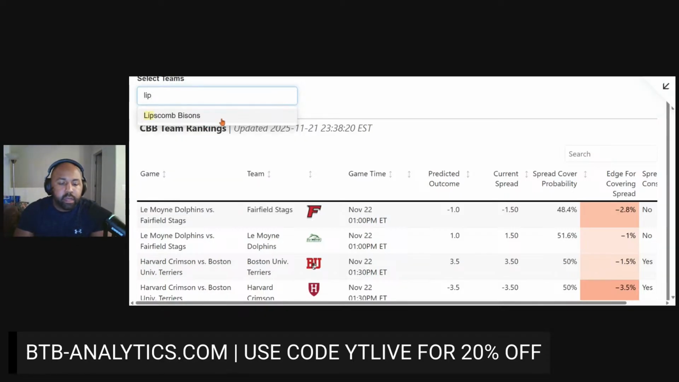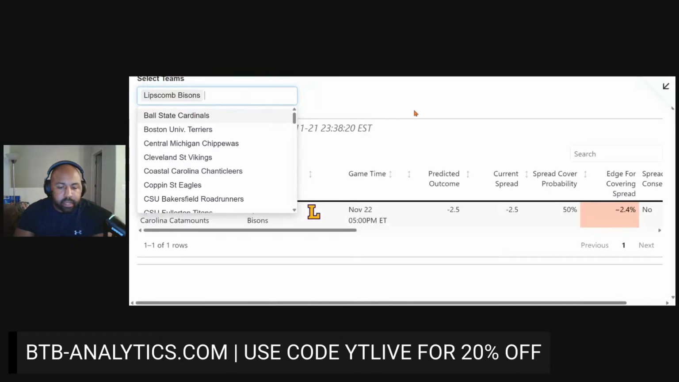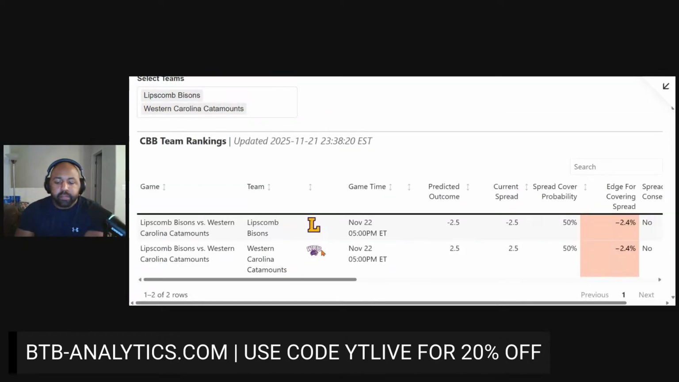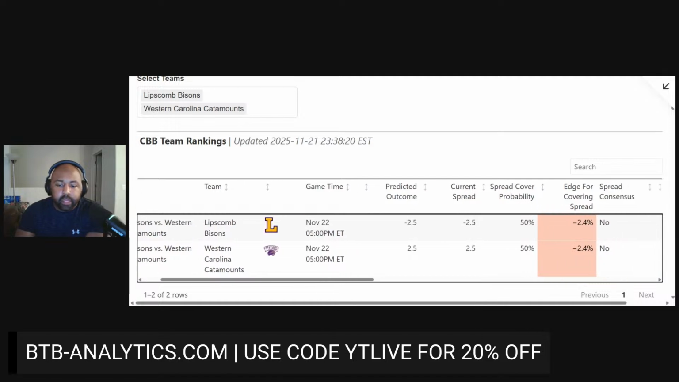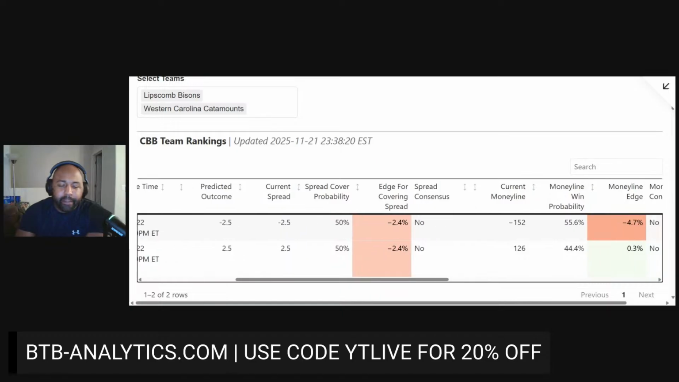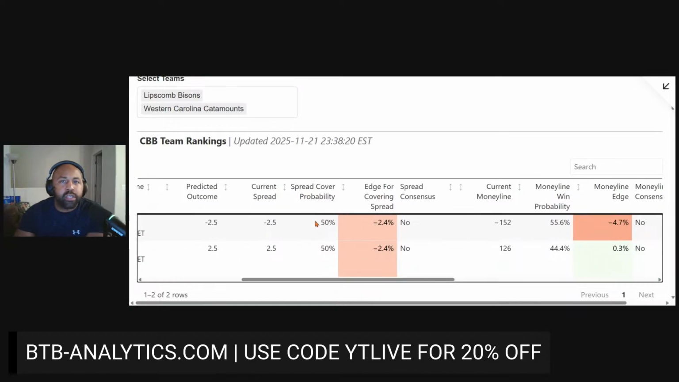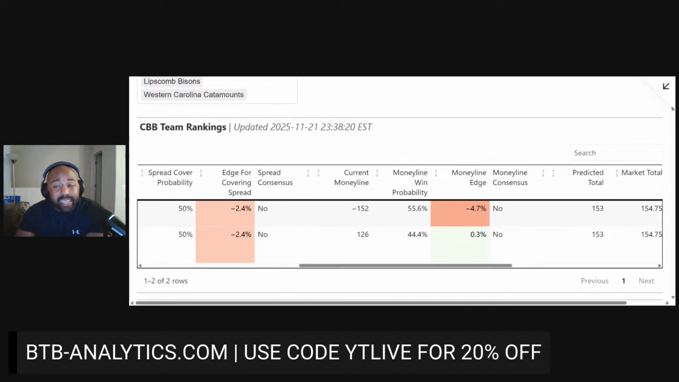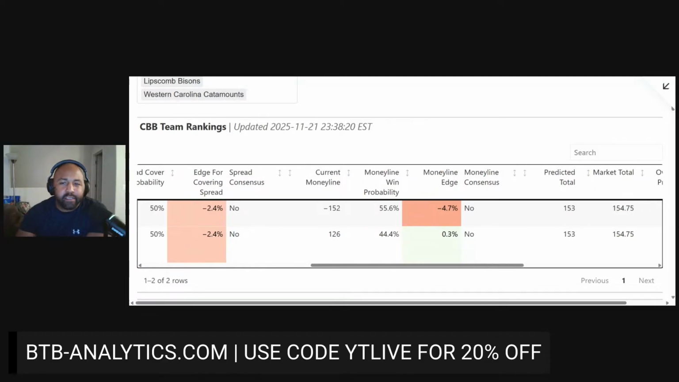Lipscomb, yeah, Lipscomb we will have though. Lipscomb Bisons. Who does Lipscomb play? They play Western Carolina. So let's take a look. Okay, Lipscomb. We are right on market. Lipscomb, we make this -2.5. That's exactly what the spread is. And again, at -110 odds, what we're really saying is that should be a +100, but at -110, you're not getting edge there. The money line, technically, some small edge for Western Carolina. We give them a 44.4% chance of winning that game. So at +126, technically value, but at 0.3% edge, there are definitely better bets out there.